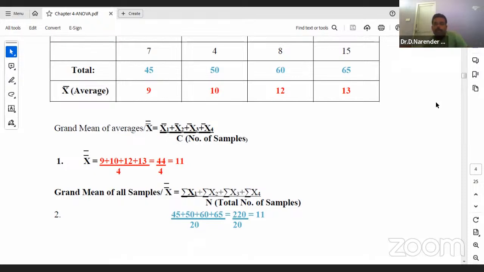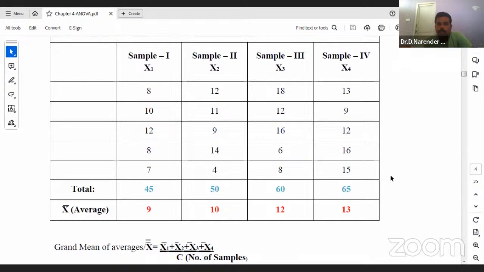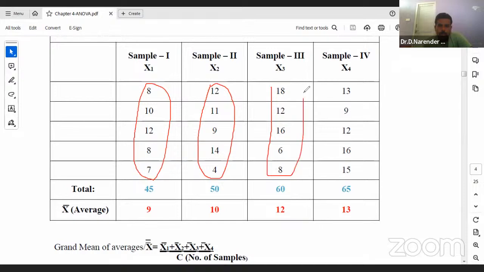So observe carefully, N stands for the total number of individual samples. Total number of individual samples means in column 1, as per the question, how many samples are there? See, 1, 2, 3, 4, 5. 5 samples are there. Again in column 2 also 5, that is 10. Again column 3, and column 4. How many columns are there? Total 4 columns. In each column, 5 sample values are there. That is 5 into 4, that is 20.